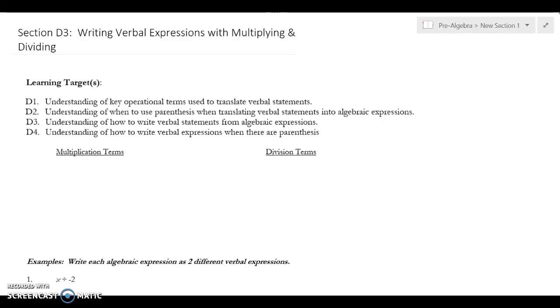All right, what we're working with today is writing and reading verbal expressions that deal with multiplying and dividing. So some things to remember is that whenever you see a variable like n or x, that is just a number, so you have to write that. We've done adding and subtracting words. Now what we're getting into is the multiplying and dividing words.